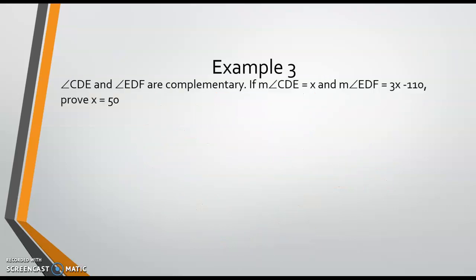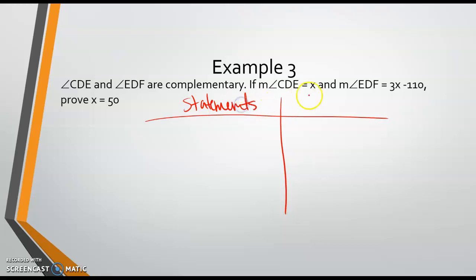All right, so our next geometric proof. Here we have that angle CDE and EDF are complementary, and then it gives us more information. If angle CDE is x and angle EDF is 3x minus 110, we want to prove x equals 50. So, again, statements, reasons.